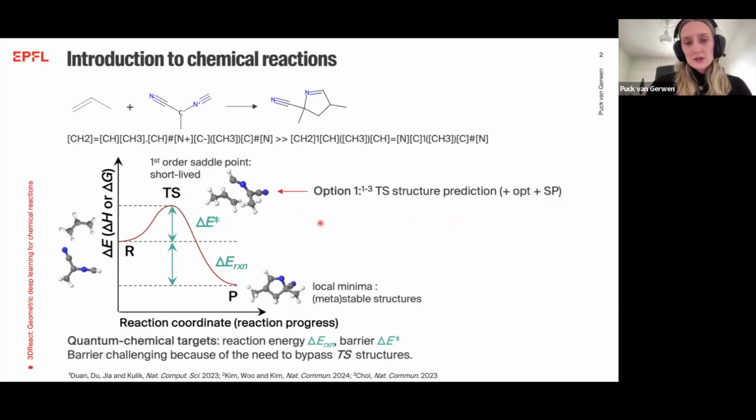the barrier. Because this quantity is an energy, if you had an estimate of the geometry, you would first need to optimize this geometry, and then you would need to do what's called a single point to get the energy. And then you could get the barrier, or you could instead predict the barrier directly. I will be talking about direct barrier prediction, but there's also a lot of work on the geometry prediction, and they're both trying to solve the same problem.